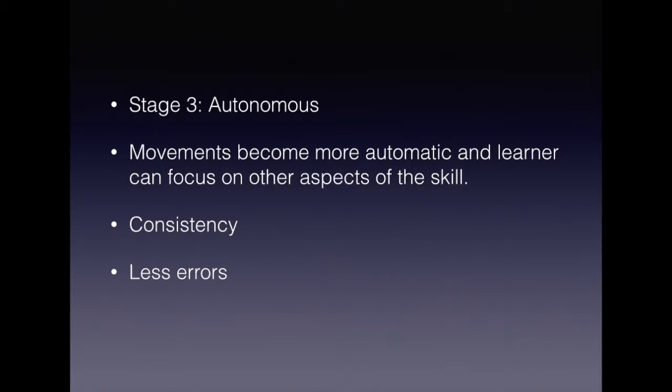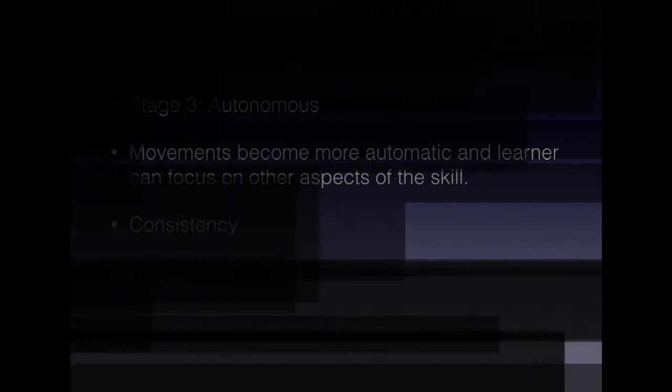The final phase of learning is autonomous. Basic elements of the skill become automatic for autonomous learners. This allows them to focus on other elements of the skill and of the match. Key characteristics of learners in the autonomous phase are consistency and very few errors. Our learner is not expected to reach this phase within the 4-week program.